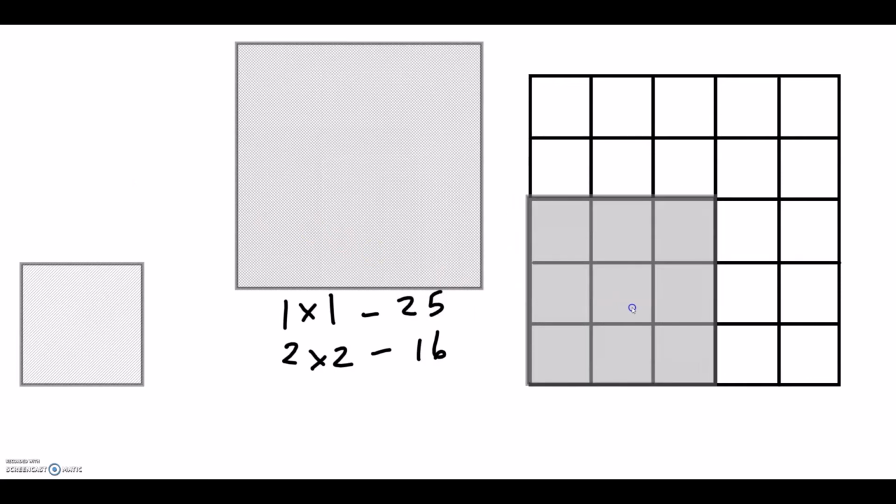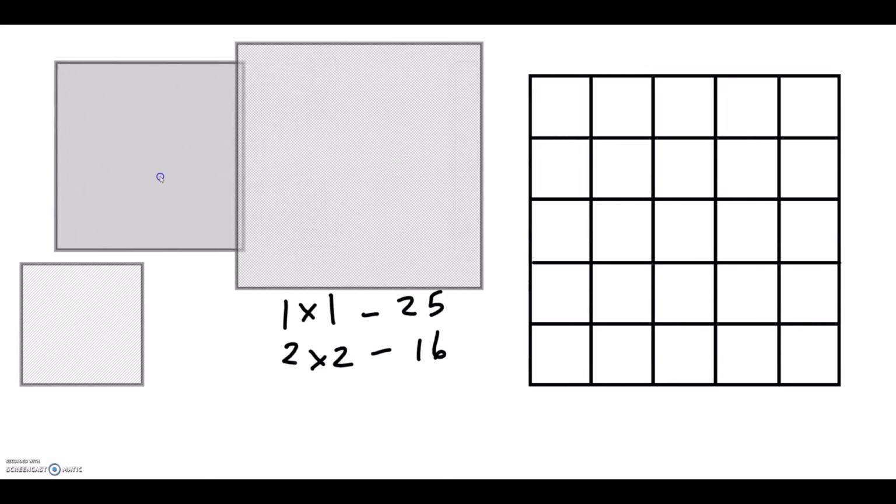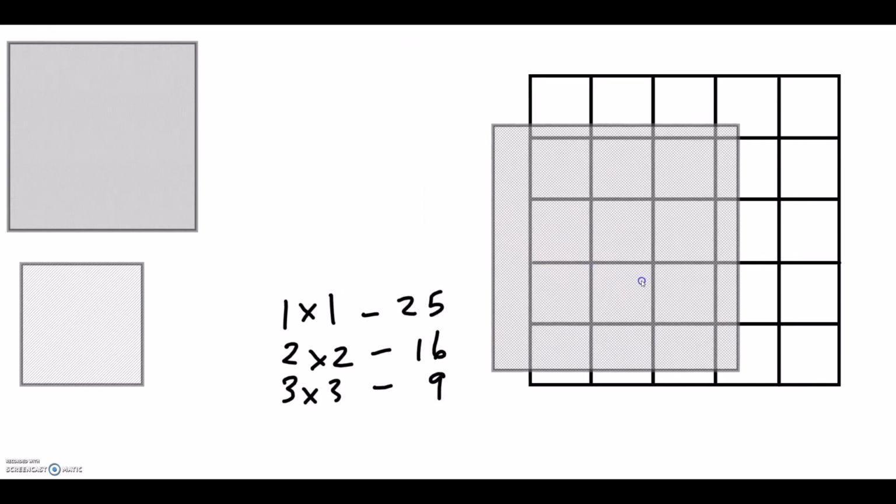Here's a 3 by 3. 1, 2, 3, 4, 5, 6, 7, 8, 9. Did you get 9? If you got 9, then you probably can guess how many of the 4 by 4 squares there will be. See if you can guess that.